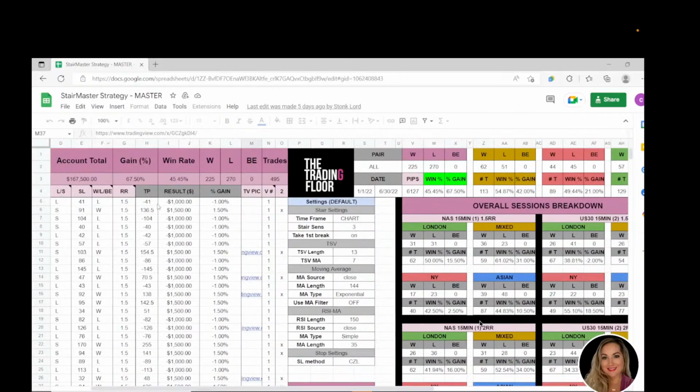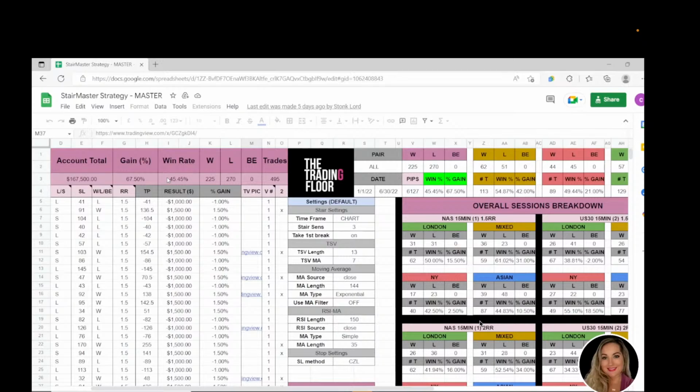The overall win rate and percentage gain honestly could be a little bit higher, especially if you're taking out Asian session altogether, because like I said, there are a lot of negative sessions with Asian session. So this actually could be a little bit higher, but we want to show you the good, the bad, and the in-between, so that you can make your own decisions on how you would want to go about trading this. So this is all the data we have here.